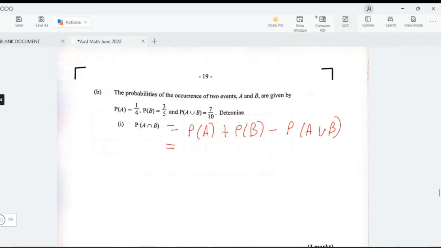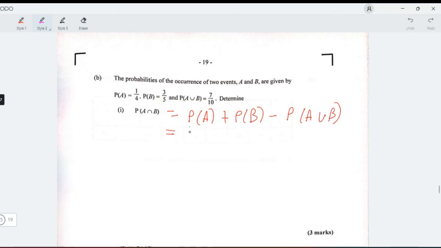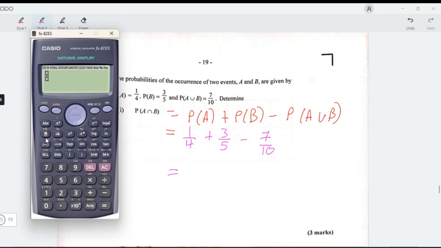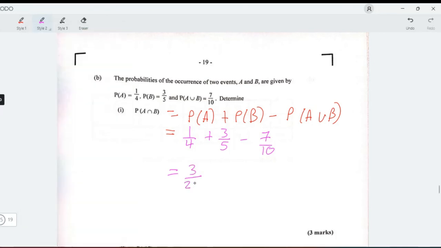So in this case, it's equal to a quarter plus 3 over 5 minus 7 over 10. We punch that into our calculator, and we get 3 over 20. That's the probability of A intersect B. Nice. 3 marks for doing absolutely nothing.